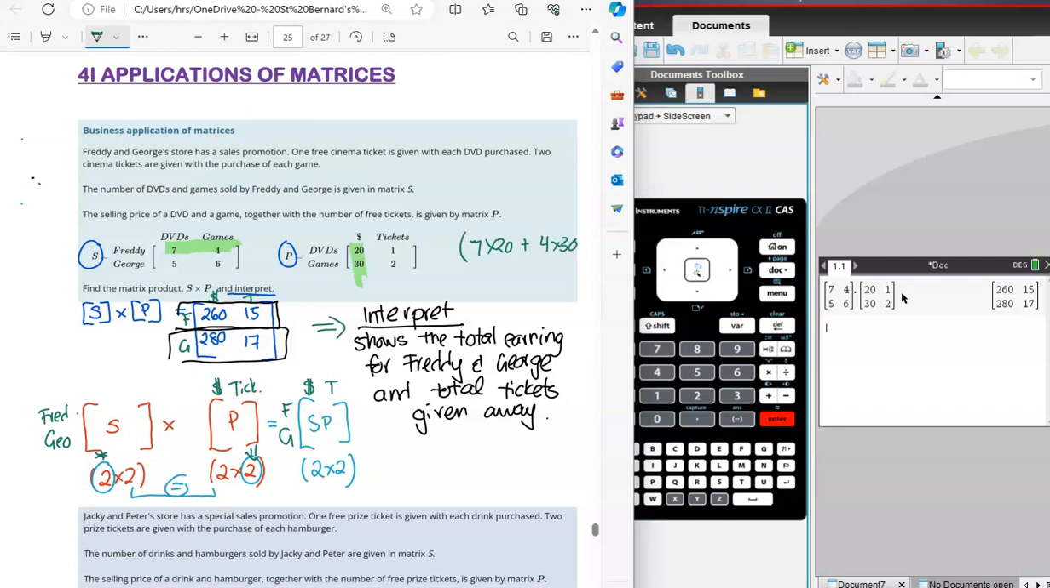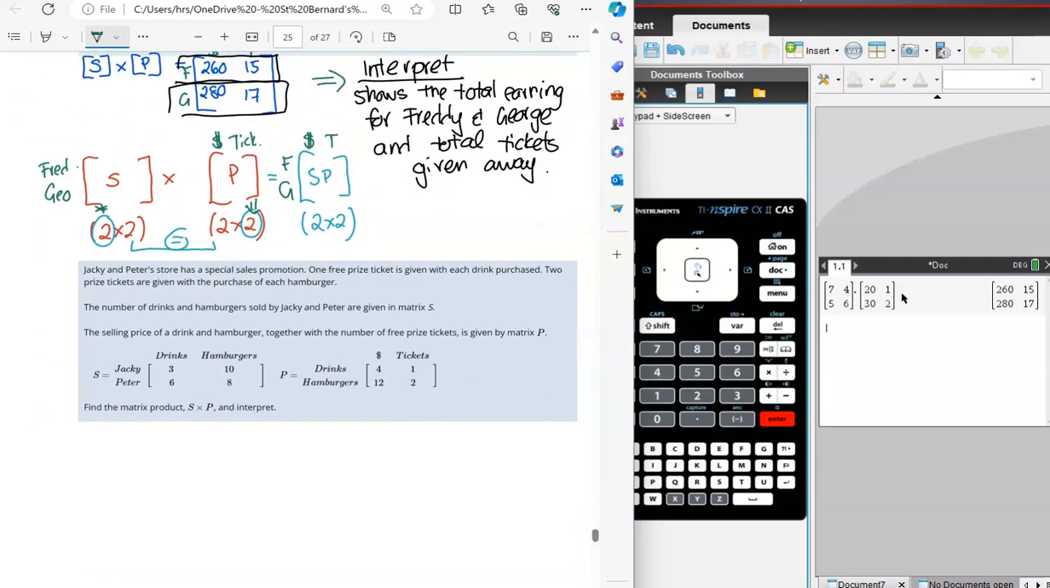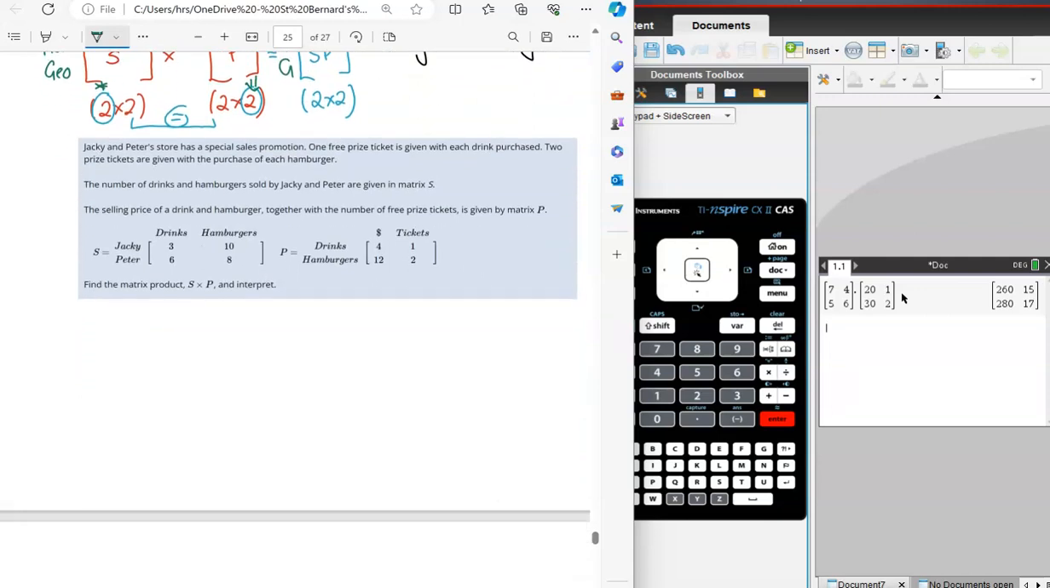So can you see that's actually adding up all the money that he makes. So that's how, yes, we are right when we say 260, because that would equal 260. That's how we know. All right, so that's where our application comes in. They'll ask you to interpret, to say what did you actually find. So let's have another look at this one.